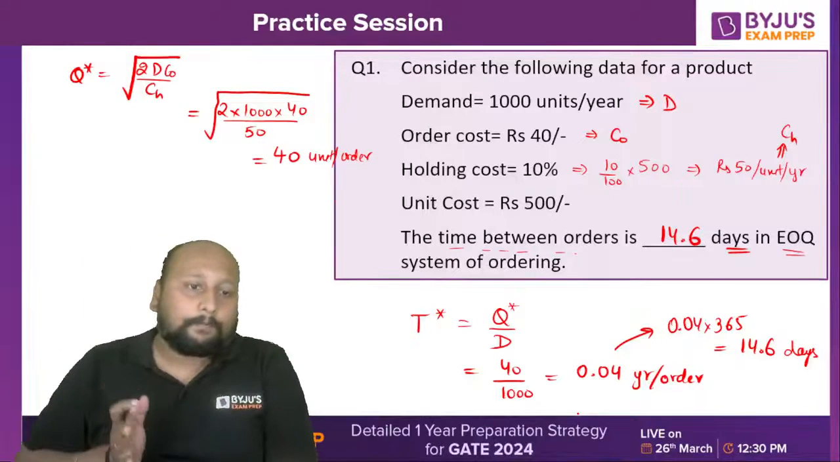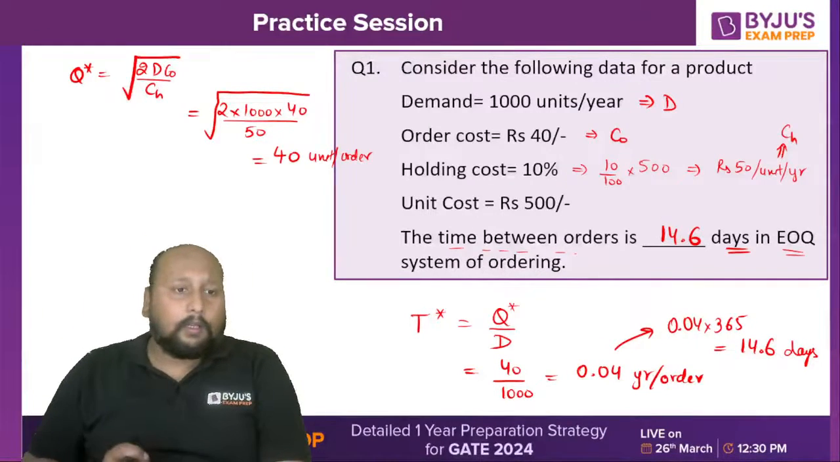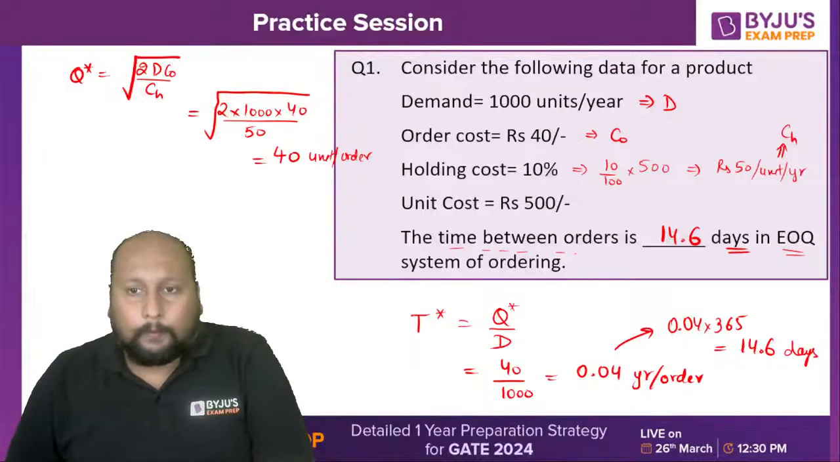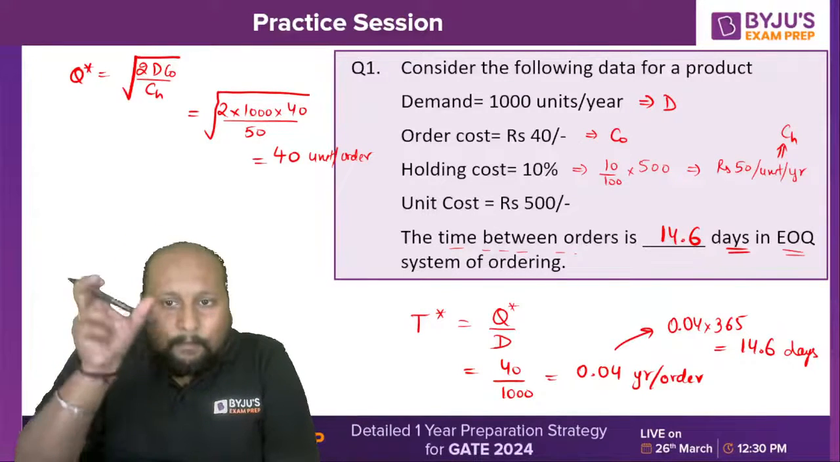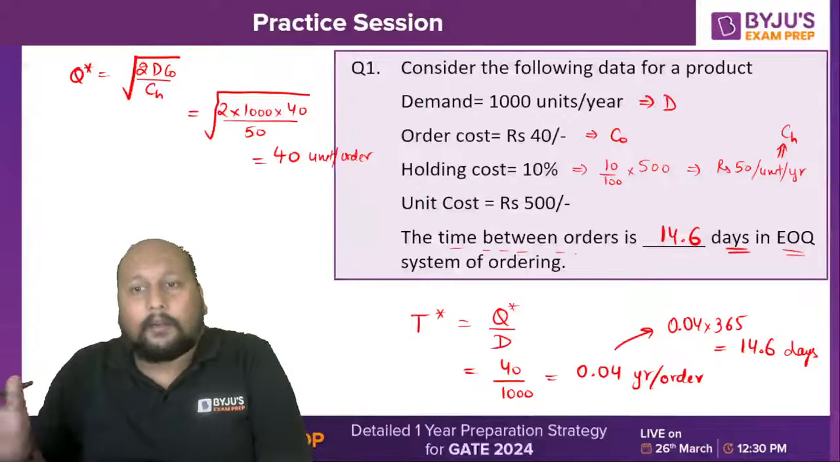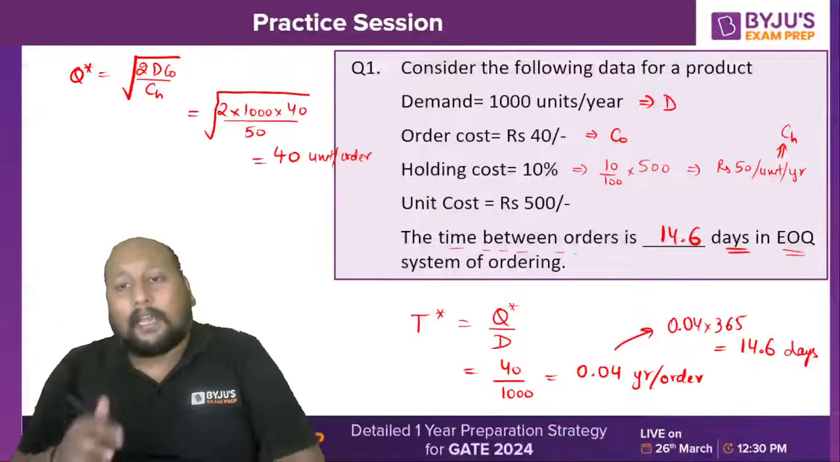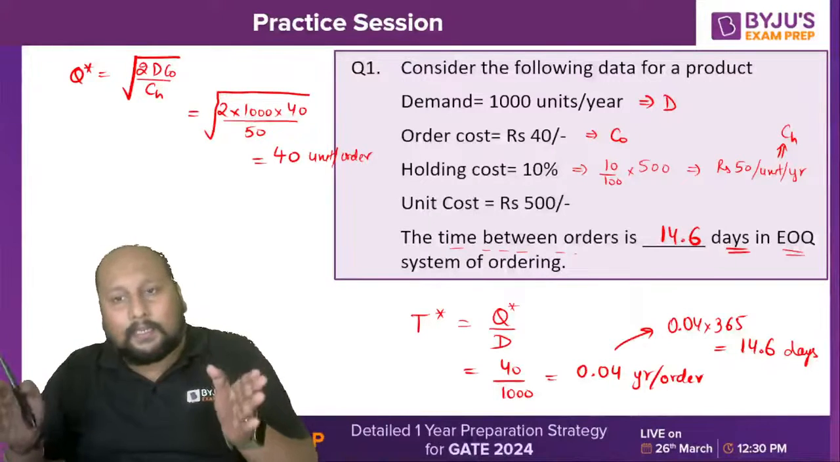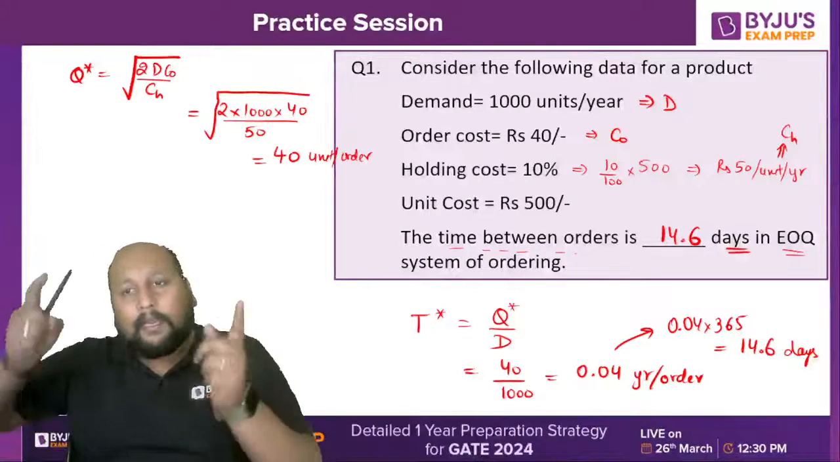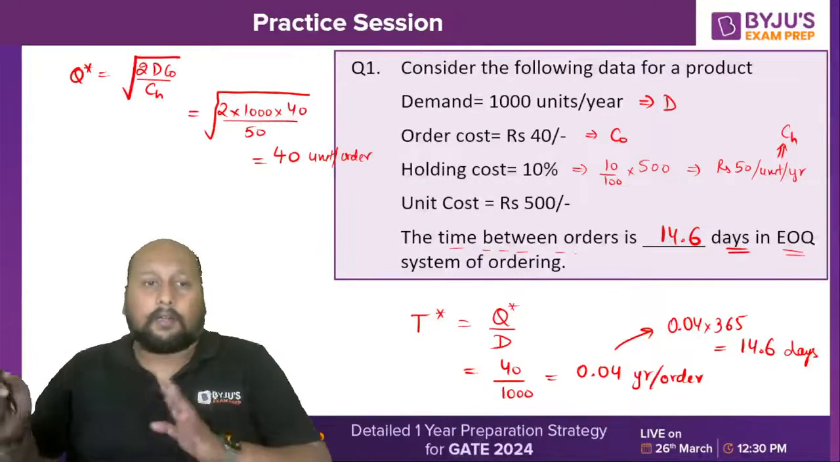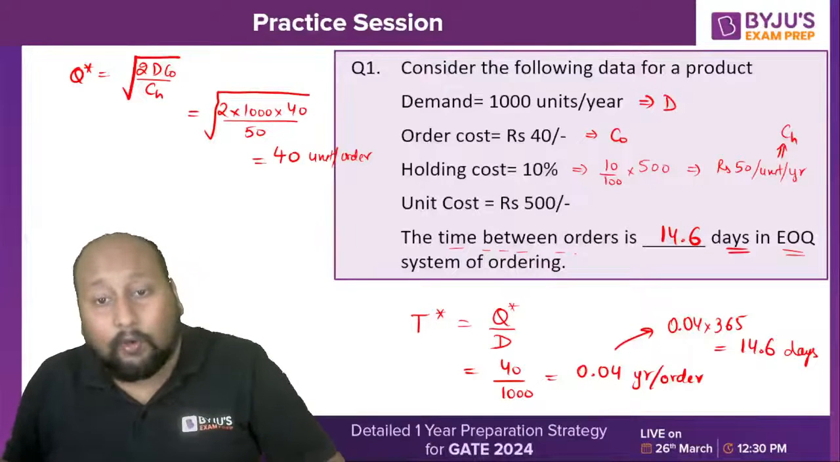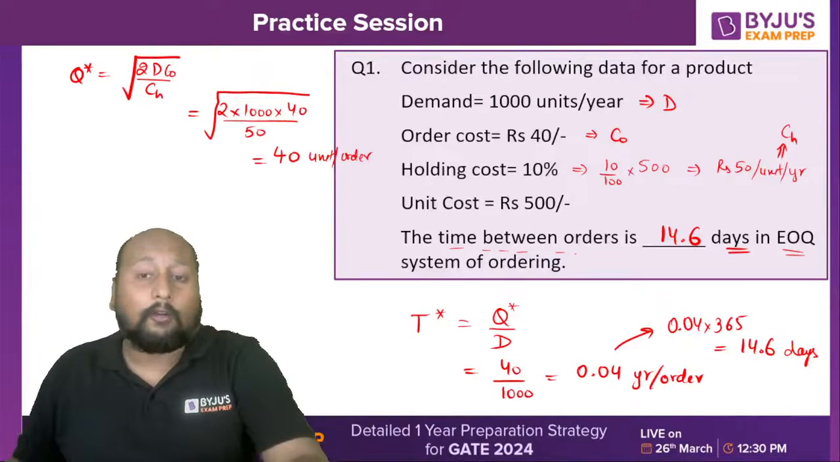Is this clear? Very good, Saurav. Gokul, is this clear? The time between the two consecutive orders will be 14.6 days. Like after every 14.6 days, the next order will be coming, and after another 14.6 days, the next order. Okay, so in this way, your EOQ system will follow the basic EOQ model.